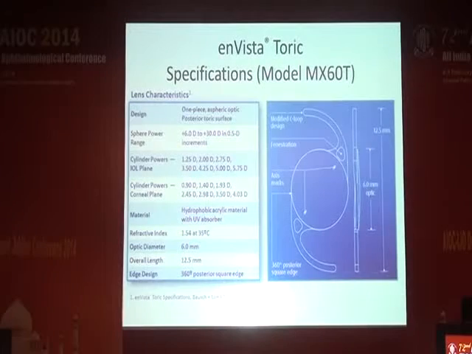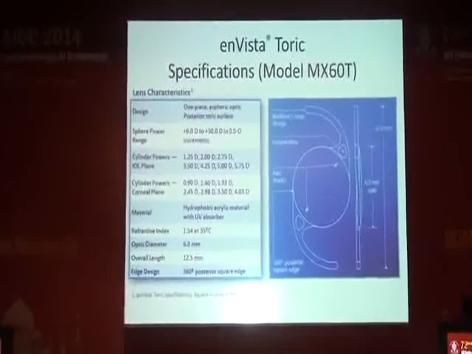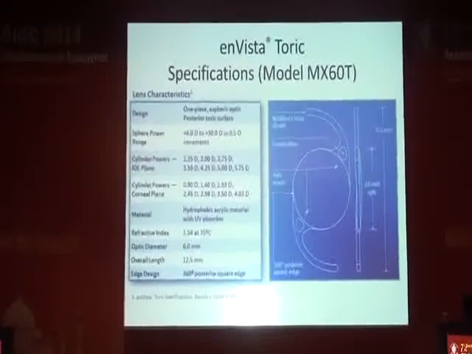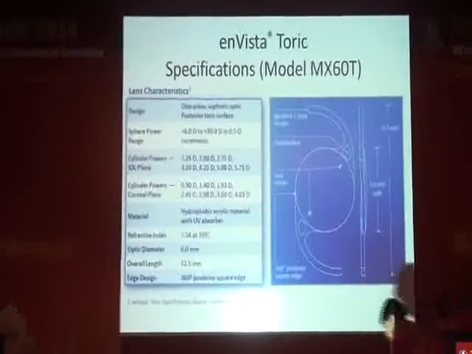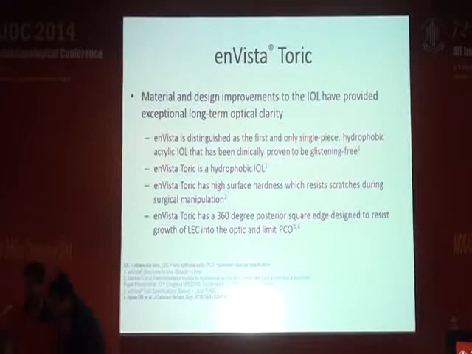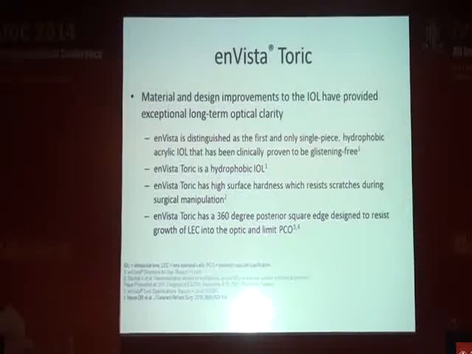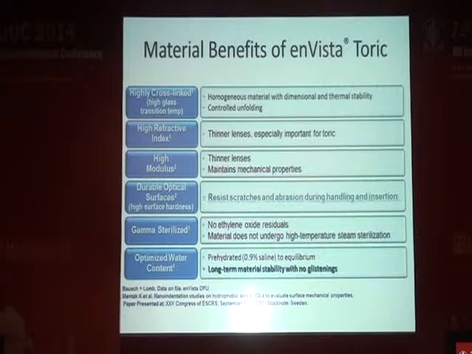Another factor which is important is what material it's made of. Because people would obviously be scared of using materials like silicone, and you can see it's a hydrophobic acrylic material. Now, this is obviously a single piece hydrophobic acrylic lens, which helps make things much easier for us. And with this 360 degrees posterior square edge, you will see obviously things becoming very good.